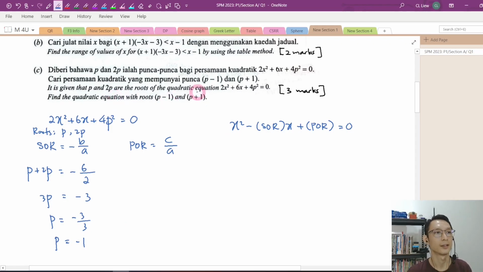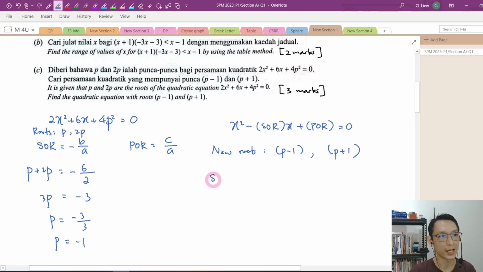So to find the quadratic equation with the new roots p minus 1 and p plus 1, let me show you two methods. Let me show you the first method first. Now the sum, this is the new root, p minus 1 and p plus 1. So the sum of roots will be equal to this plus this, right? p minus 1 plus p plus 1. So it will be 2p, since -1 plus 1 is equal to 0. And you got the value of p, which is -1. So 2 times -1 will be -2.